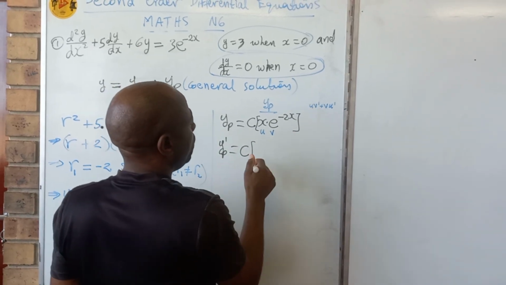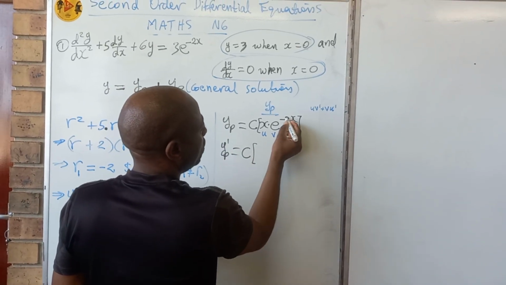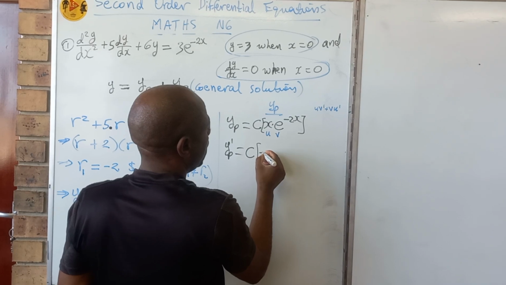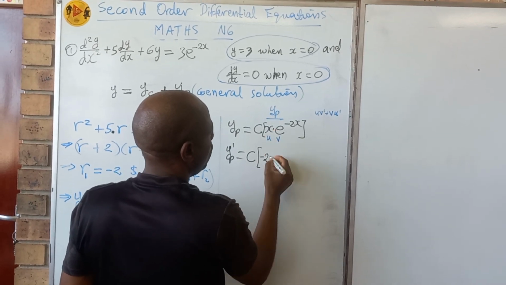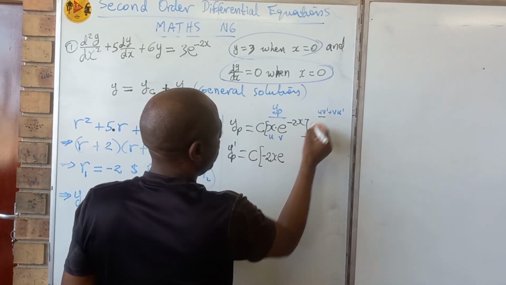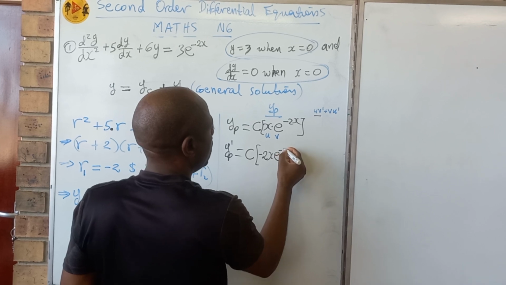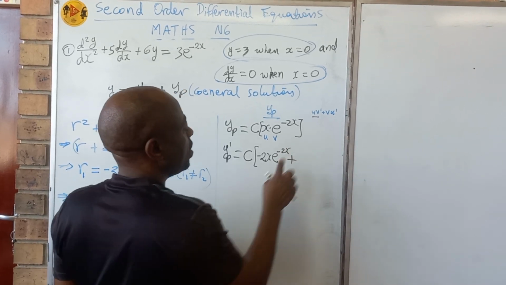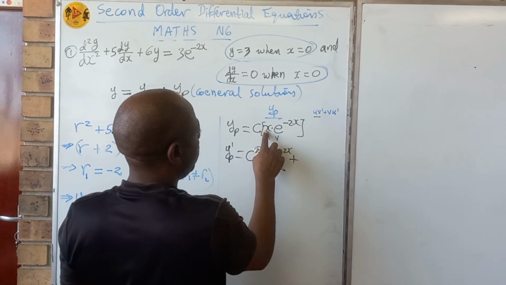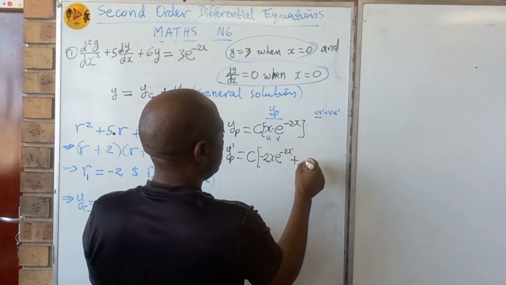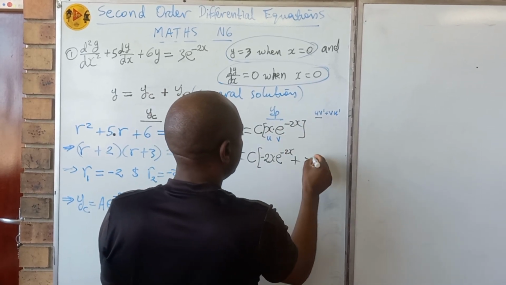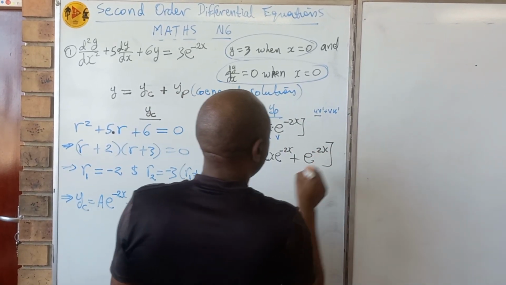So I will take my u v prime. V prime means I differentiate e. It will give me negative 2. Then my u is x. So my u v prime is negative 2x e to the power negative 2x plus my v u prime. U prime means I differentiate x. It will give me 1 times v, which is e to the power negative 2x.